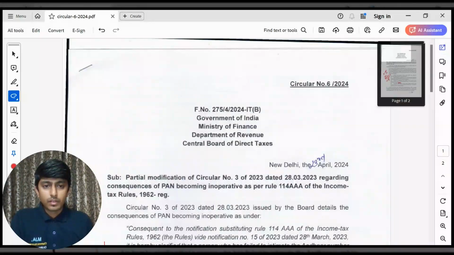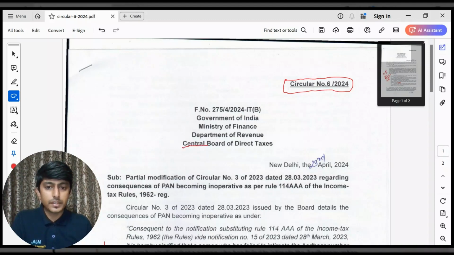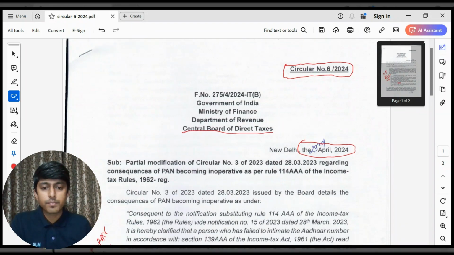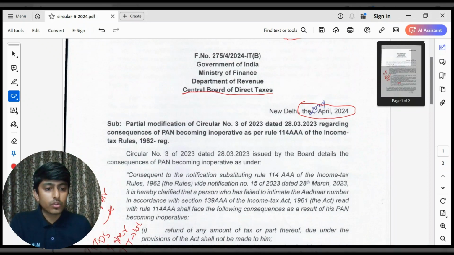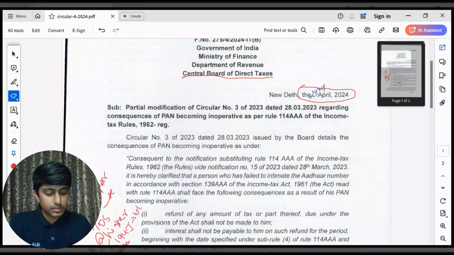So now let's look at the circular. This is the circular that we were talking about, circular number 6 of 2024, issued by the CBDT, the Central Board of Direct Taxes, on 23rd of April 2024. This circular was issued by the authorities to address the hardship that was being caused to various taxpayers. Let me give you a background. What was the actual challenge being faced by the taxpayers?